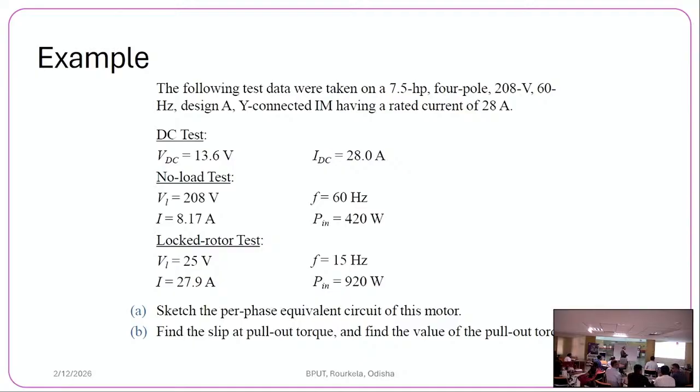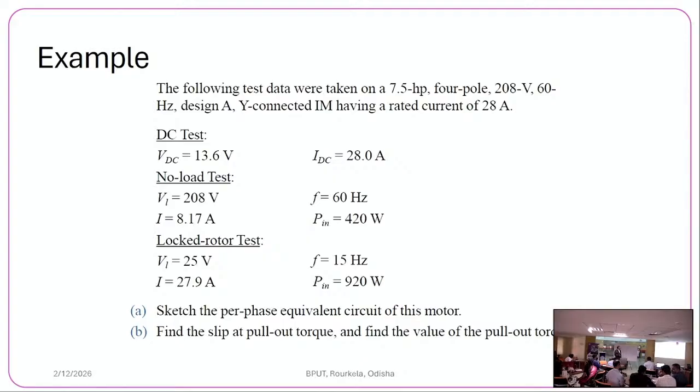Okay. Let us work out this example to see how the equivalent circuit parameters are determined, so that you also understand. Data is given. Motor nameplate rating is 7.5 HP, 4 pole, 208 volt, 60 hertz, star connected induction motor. Rated current is 20 ampere. DC test, VDC and IDC are given. No load test data is given. Block rotor test data is given. Sketch the per phase equivalent circuit of the motor.